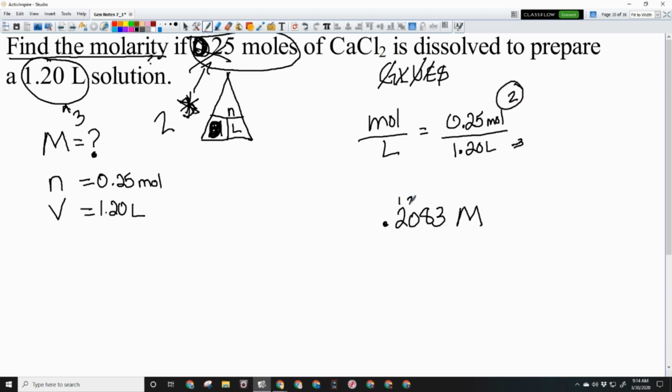So here's 1, 2. Our third significant digit is the 8. So that's greater than 5, so it's going to bump the 1 before it up by 1. So our final answer is going to be 0.21 molarity. Okay, so that's how we work that out. All right, let's do another one.